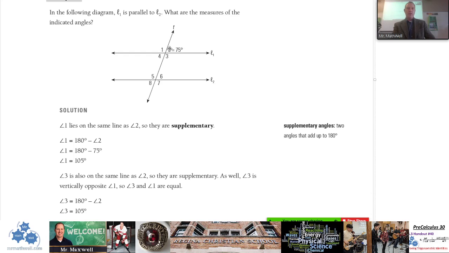So 1 and 2, for example, would add up to 180. And let me just show you visually why that is. Because 1 and 2 add up to a straight line. See that? So these guys are called supplementary angles. 2 and 3 are also supplementary. 7 and 8 are also supplementary. You getting this? 6 and 7 are supplementary, and so on. So any two angles that add up to a straight line or add up to 180 are called supplementary.